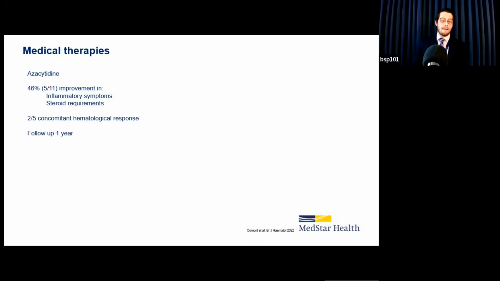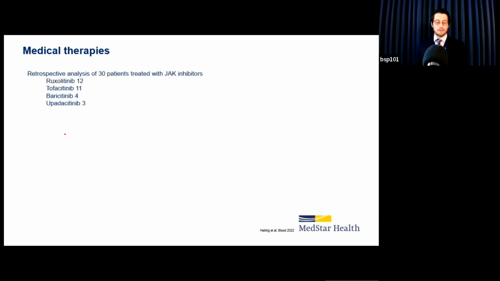So azacitidine, as I said, because of the experience with this drug in MDS, has been tried. About half of the patients in this cohort of 11 showed improvement in the inflammatory symptoms and in the steroid requirements, which is really good. And two of these patients also showed response in the hematological parameters, like the anemia and the thrombocytopenia. And this was a long follow-up, which is important for this type of hypomethylating agent, where sometimes we need to wait for months to see the response.